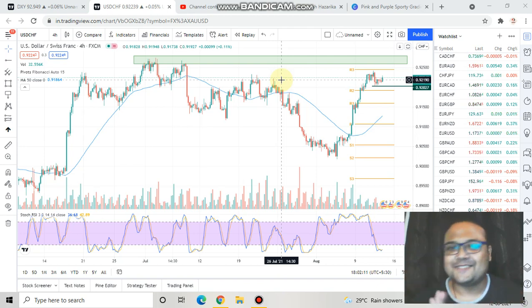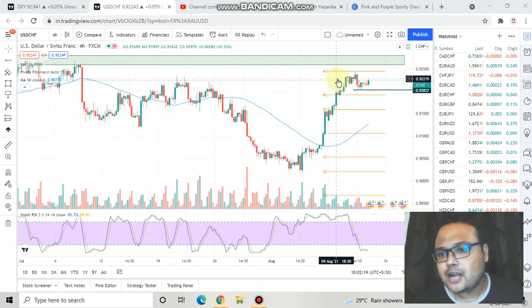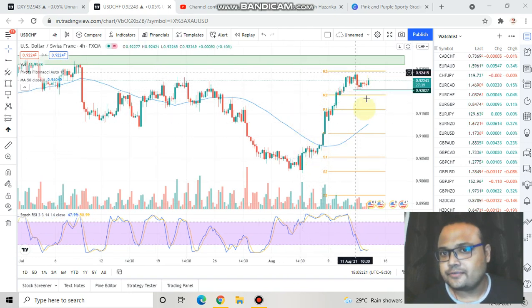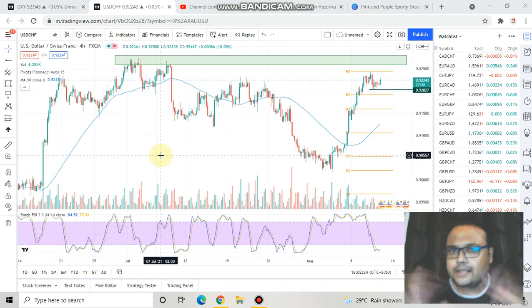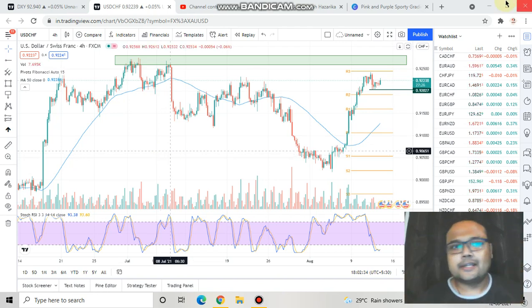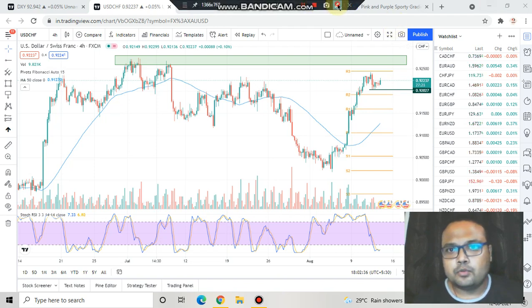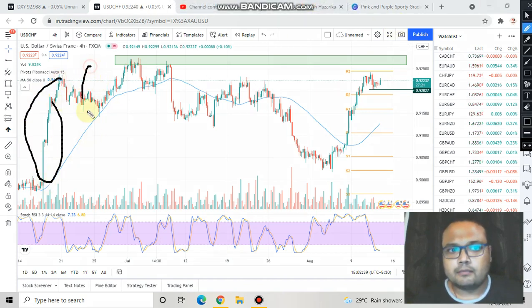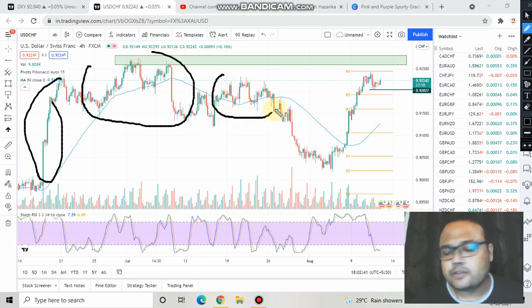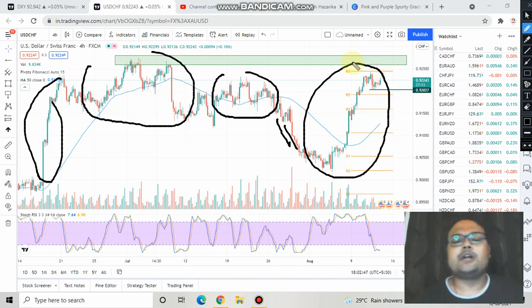So let's get started. This is the 4-hour chart of USD CHF in front of us right now, and as we can see, there was a sharp up move on the chart of USD CHF. Let's do the analysis first, then we'll jump to the strategy part. If you look at the overall chart, there was a sharp move here, and after that the market went sideways, then there was some sideways movement again, the market went down, and right now there is a sharp up move again.